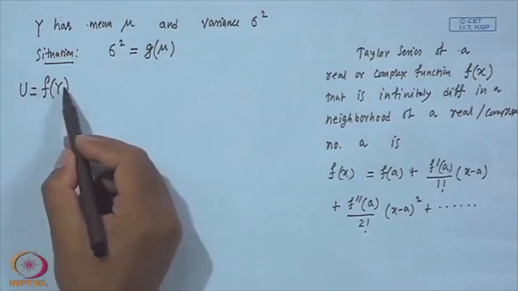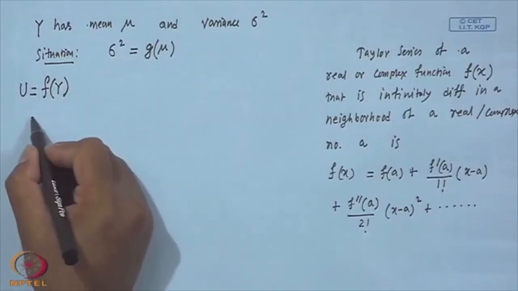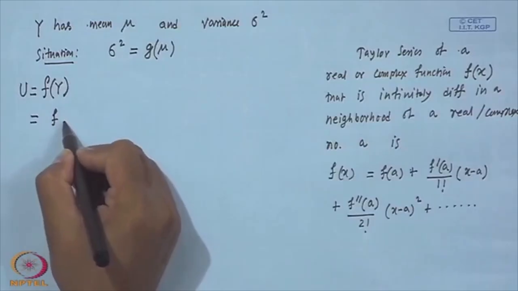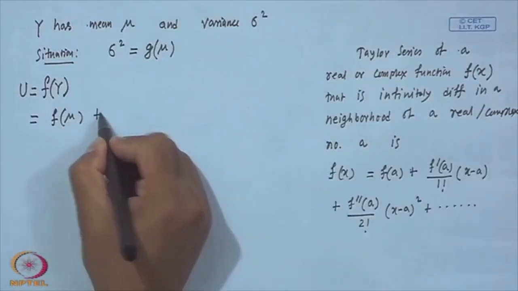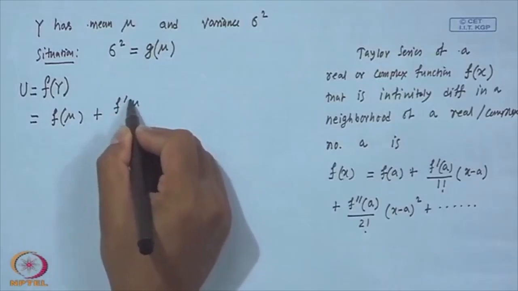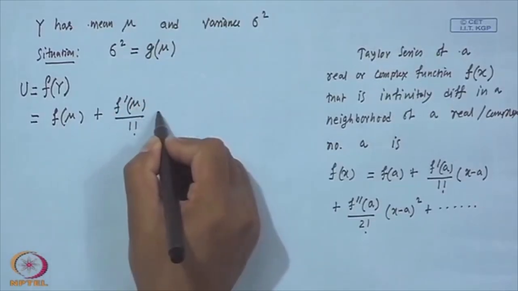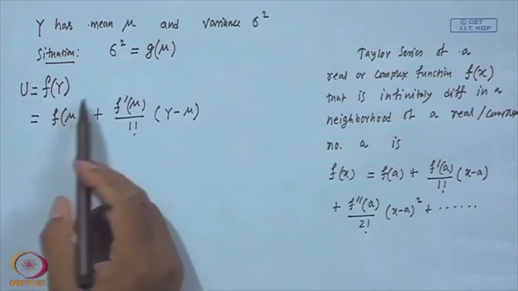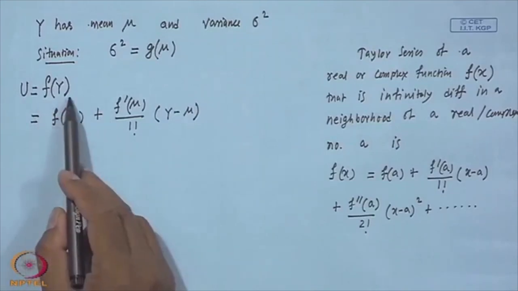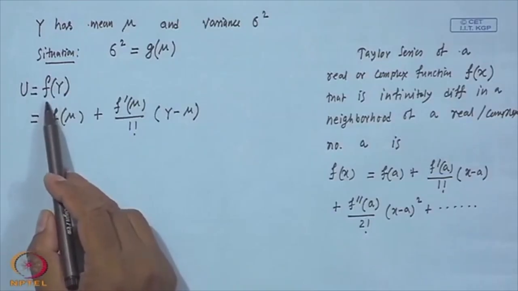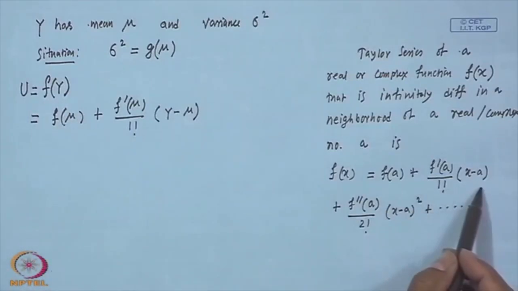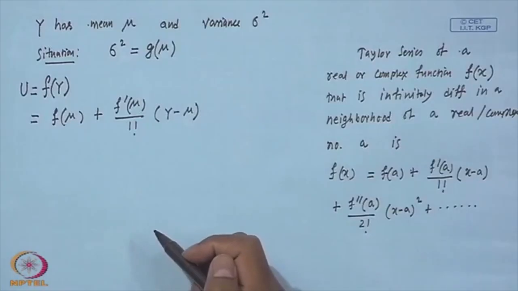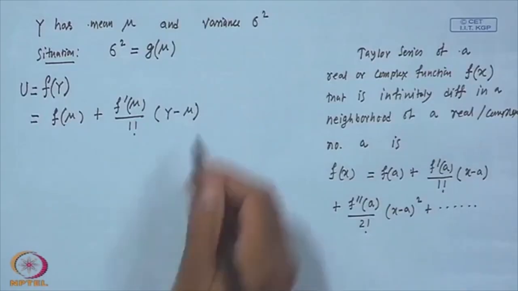Let me just write using the Taylor series expression, f(y) equal to f(mu) plus f prime(mu) by 1 factorial into (y minus mu). So, I am considering the Taylor series of f(y) up to the first term, and this is in the neighborhood of mu. And I am ignoring the higher order terms.